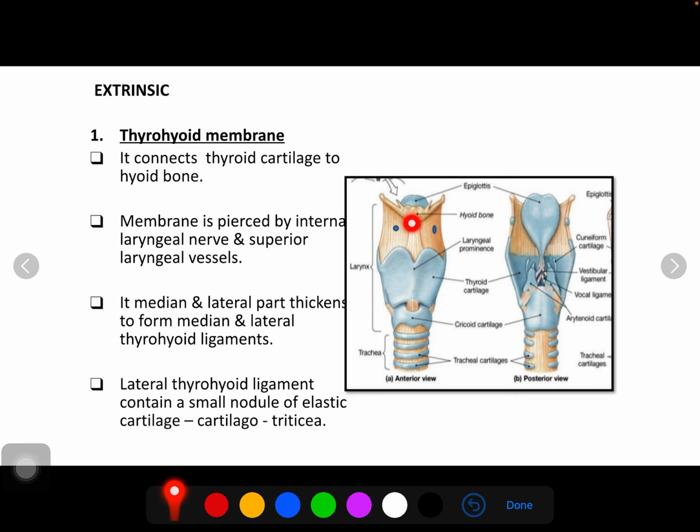In the median plane, the thyrohyoid membrane is thickened to form the median thyrohyoid ligament, and in the lateral part it is thickened to form the lateral thyrohyoid ligament. This lateral thyrohyoid ligament contains a small nodule of elastic cartilage that is called the cartilago triticea.